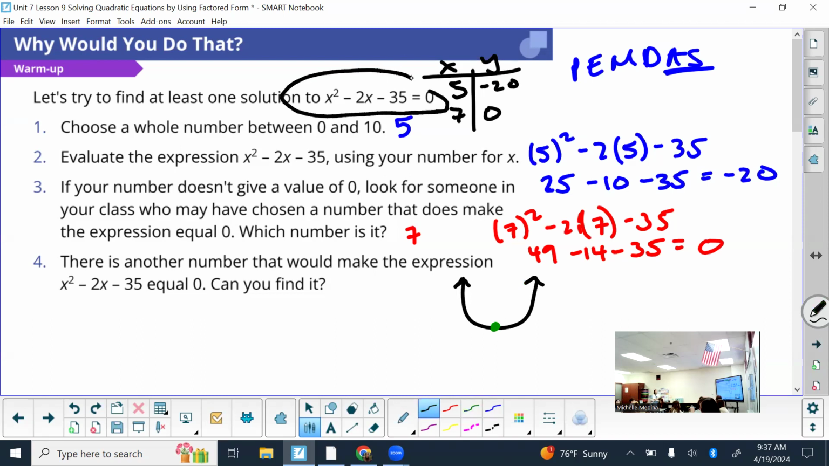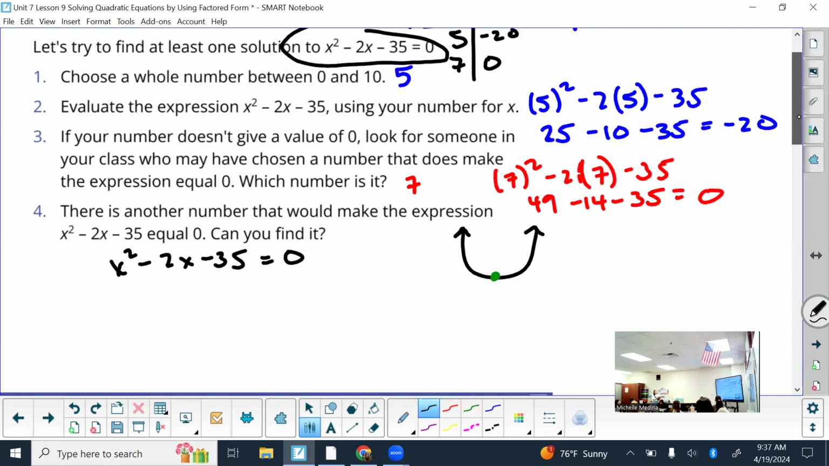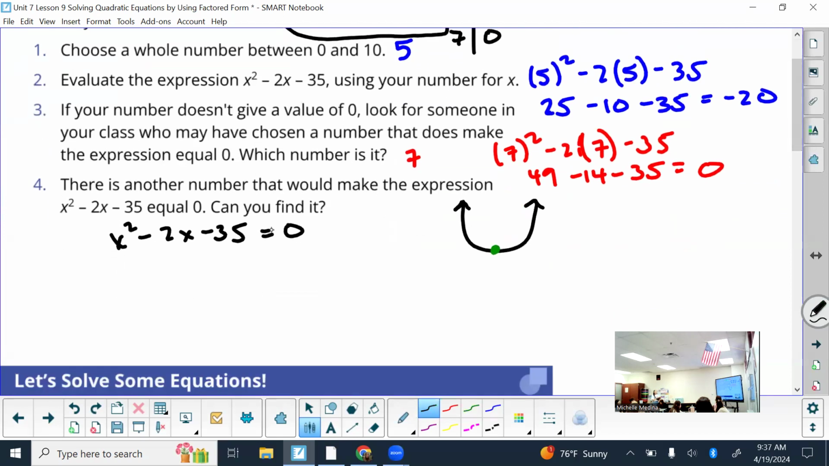What have we been doing with expressions that look like that? Turning them into factor form, especially because it's equal to 0. If I switch it to factor form, then I can apply my 0 product property. But only when it's equal to 0. Ron, open your eyes up. All right, so how can I make it into factor form?